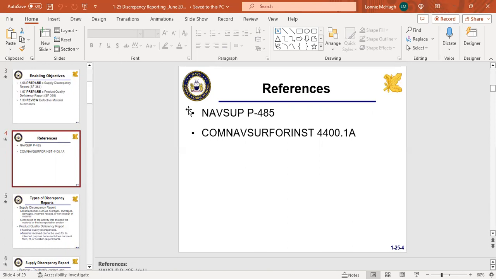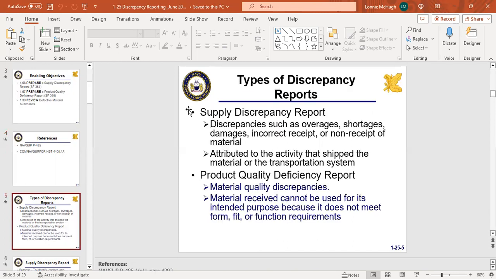All right, so let's get to it. Our two major types of discrepancy reports are a supply discrepancy report and a product quality deficiency report. So a supply discrepancy report happens whenever you get an overage or a shortage, your material is damaged due to how it was shipped, the inappropriate quantities were received, or the wrong product, or they send you an empty box, which has happened before.